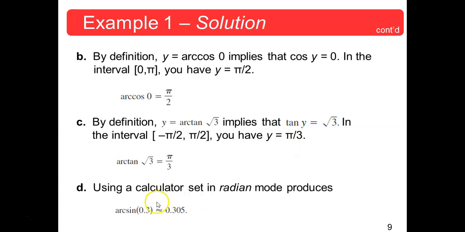Sometimes you'll get random numbers like 0.3, which is on the unit circle, but it's not typically labeled like the rest of them. So this is one of those you want to put in your calculator, usually set in radian mode. If you set it in radian mode, you'll get that it's approximately 0.305.